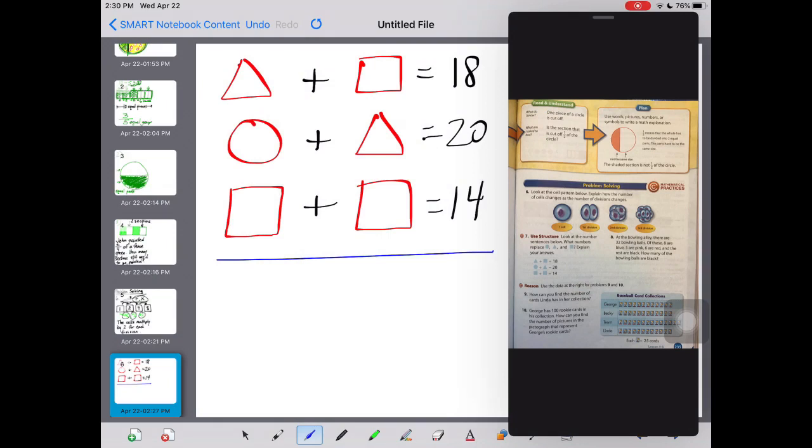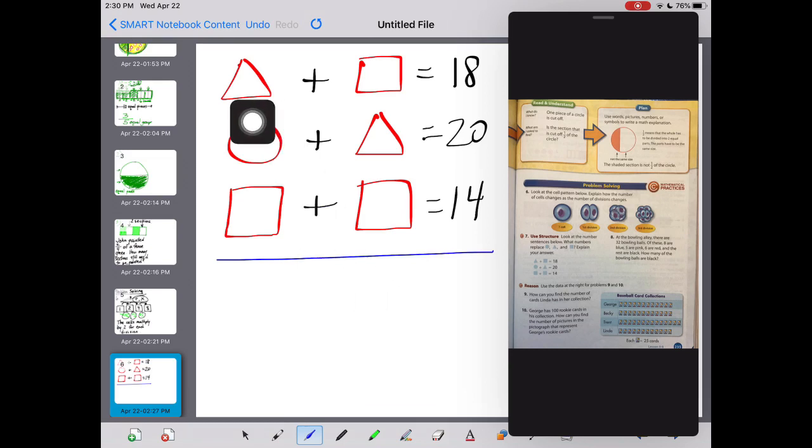Number 7. Here it says, look at the number sentences below. They're different, aren't they? We've got a triangle plus a square equals 18. We have a circle plus a triangle equals 20. And then we have a square plus a square equals 14. We need to figure out what numbers are represented here by these shapes.